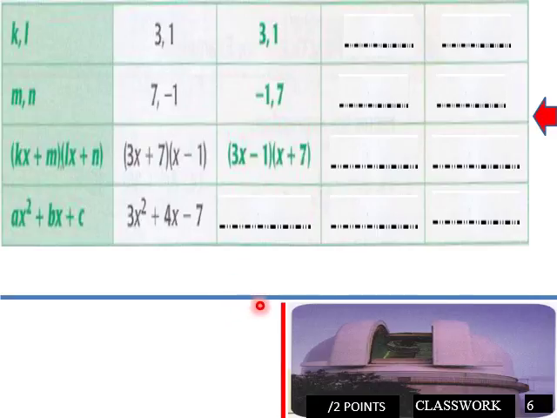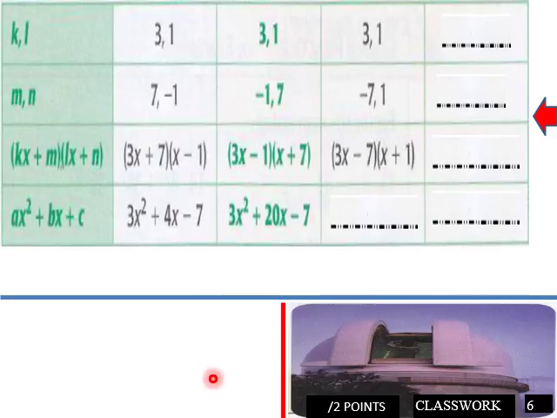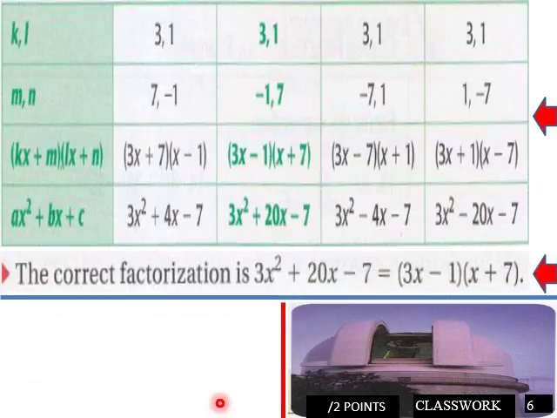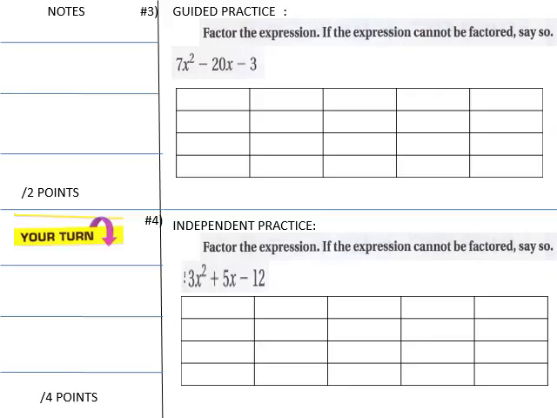3, 1, -1, and 7. That's what we come up with there. 3, 1, -7, and 1. We come up with this. And then 3, 1, 1, -7, and then we have this combination, and then we come up with that. So here it is. Right here is our correct answer. 3x minus 1, x plus 7 will be the correct factorization.